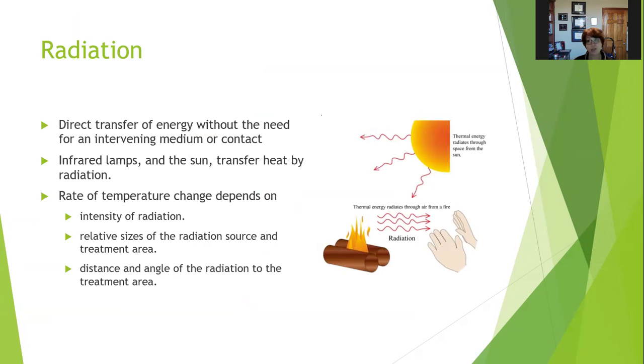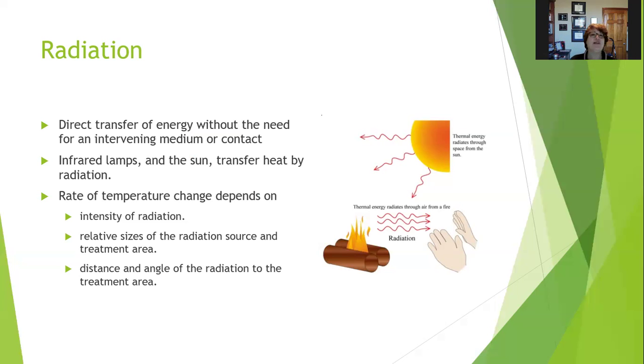Radiation is the direct transfer of energy without the need for an intervening medium or contact. And I like the image of warming your hands by the fire. That is a classic form of radiation transfer of heat without direct contact. You don't put your hands in the fire. You stand back and you warm your hands at the fire, which is a great example. Infrared lamps or the sun transfer heat by radiation. So obviously we're not touching the sun, but we can feel the heat of the sun, especially if you're at high altitude and the sun's just beating down on you because you're closer to it.